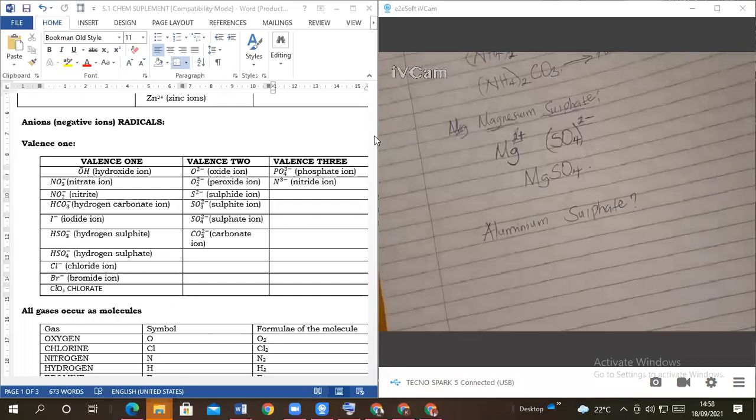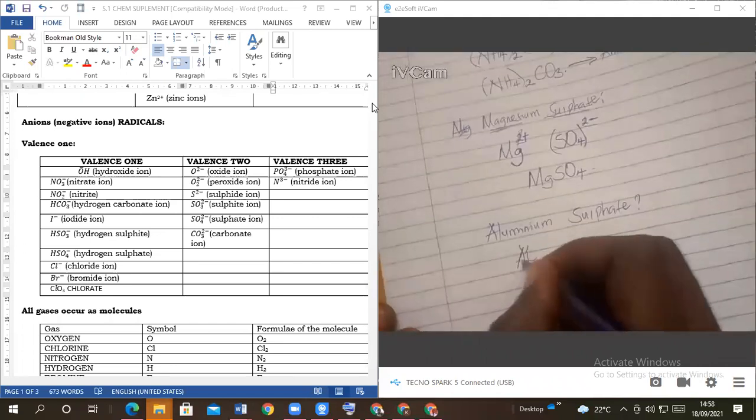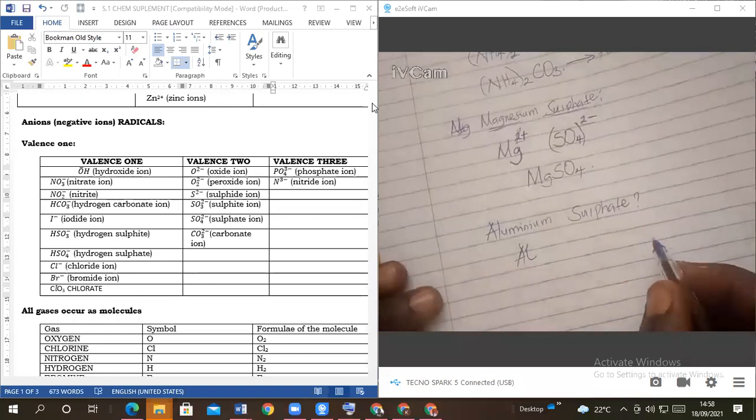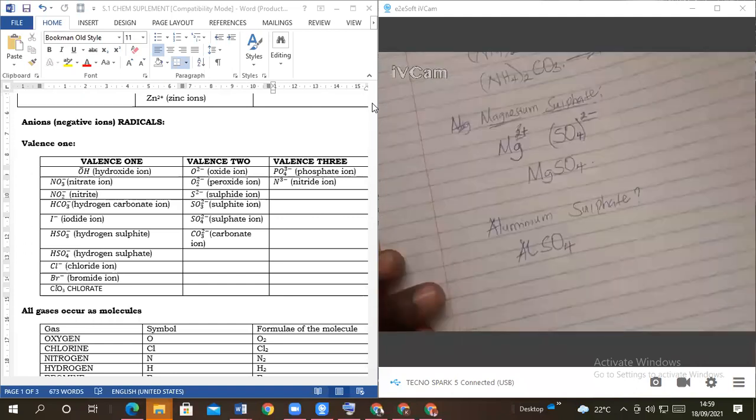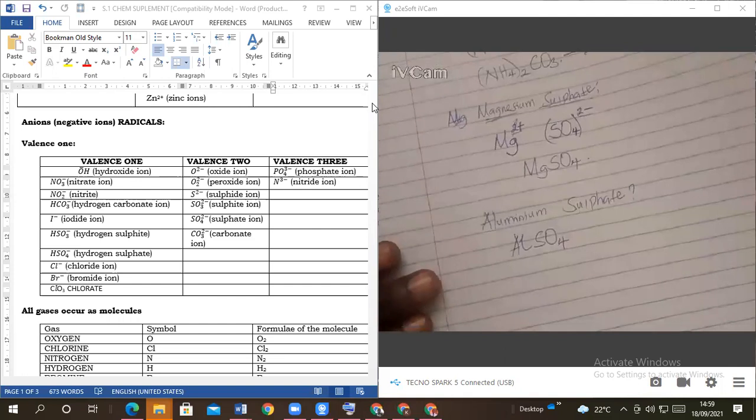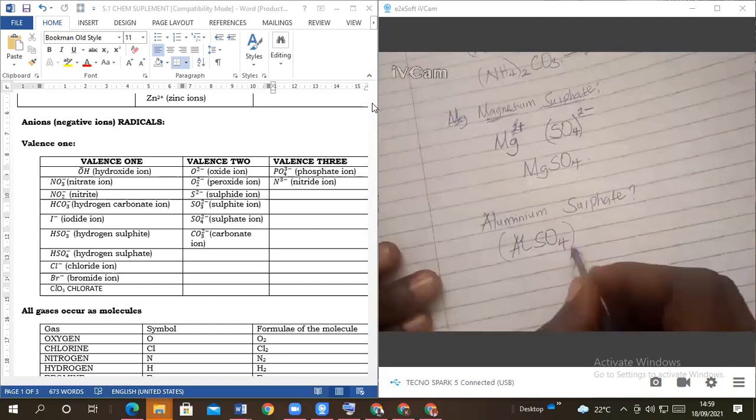Ruth. Teacher, can I try? Yes. Al, SO4. Hmm. That is the whole compound.